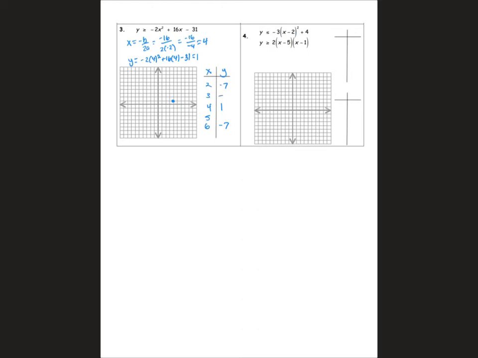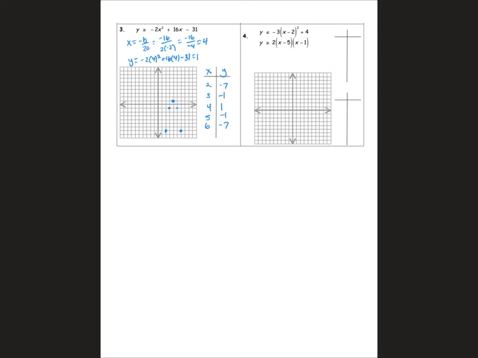3 is negative 1, 5 is negative 1. So let's plot those points. 2, negative 7, 1, 2, 3, 4, 5, 6, 7. 3, negative 1, 4, 1 we already plotted, 5, negative 1, and then 6, negative 7.